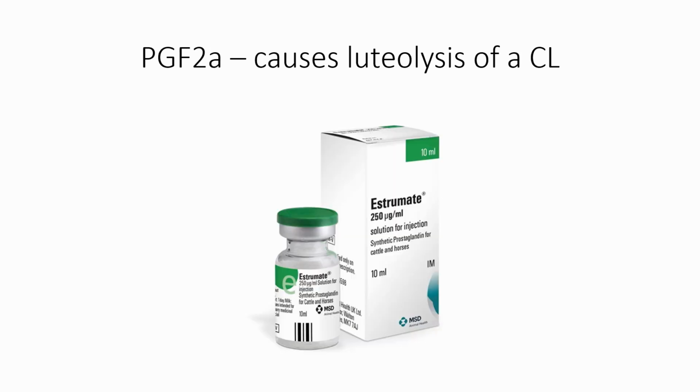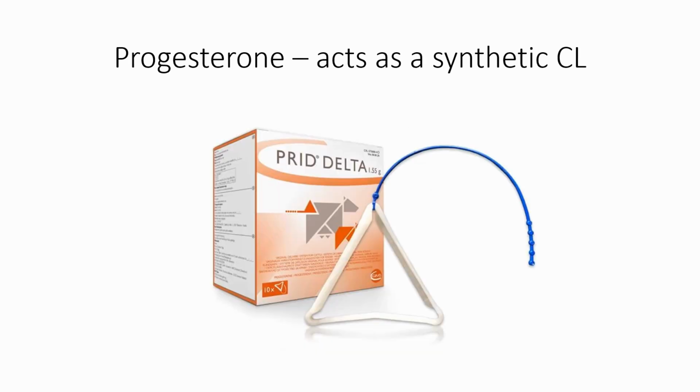The second drug that we have is prostaglandin F2 alpha. This causes the luteolysis of the CL, as we've previously discussed. And the third one we have is progesterone, which essentially acts as a synthetic CL. So you'll have progesterone releasing devices, which you put in usually into the cow's vagina, which will release a steady amount of progesterone into the bloodstream for whatever the product specific time is. Usually it's about 10 to 14 days.